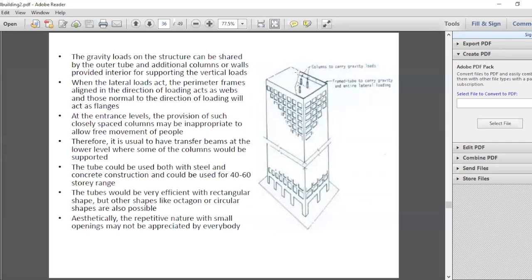That is, having some columns in the center and then having large 45 meters trusses spanning between the center and the outer periphery. And so these are one kind of structure that deviates a lot from what we generally use, what we call frames and shear walls. Is that clear?